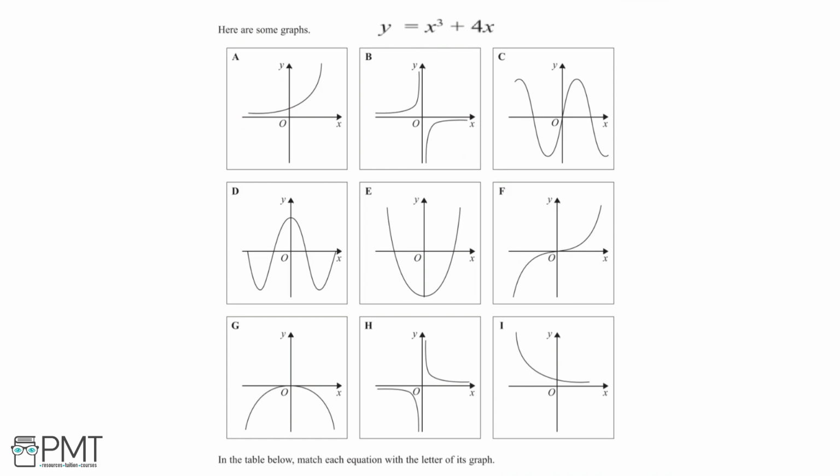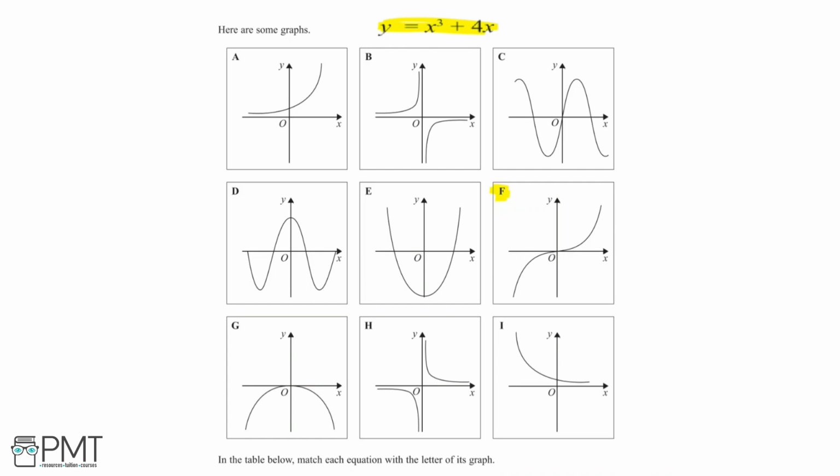Now the second equation in our table is y equals x cubed plus 4x. So now let's take a look at which of the graphs below represent a cubic function. We can see that graph F is the only graph out of the 9 examples below that have a cubic shape. And so we don't need to go any further than that.